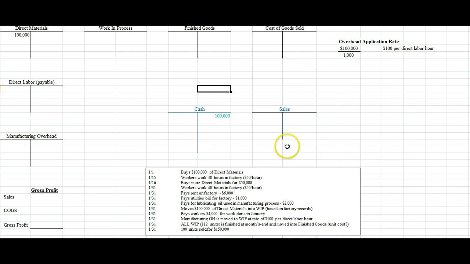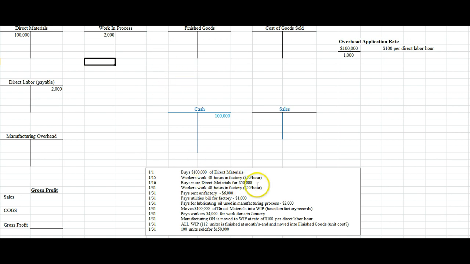And these accounts down here really don't have anything to do with our cost of goods sold, but to make those of you comfortable who need to see a debit for every credit and a credit for every debit, we'll put those down there. Workers work 40 hours in the factory at $50 an hour. That's $2,000 that we owe our laborers. And since they're working on our products, we know that that goes right into work in process. So these are the things we're going to work on, these are the things we are working on, and these are the things that are finished.